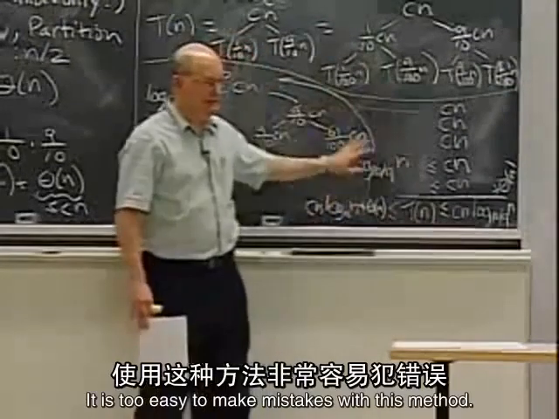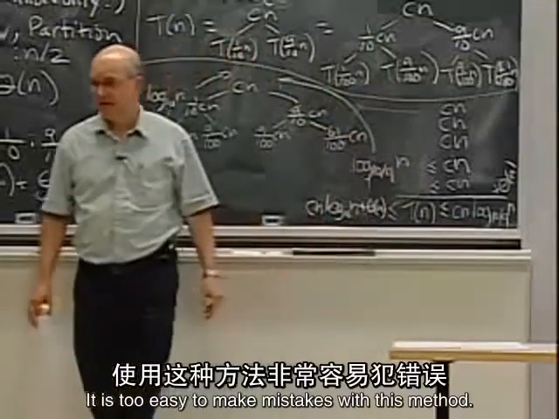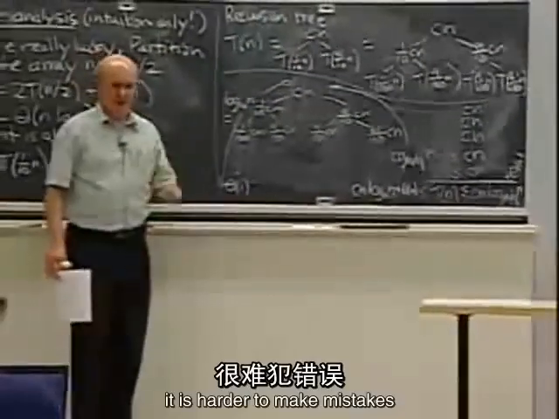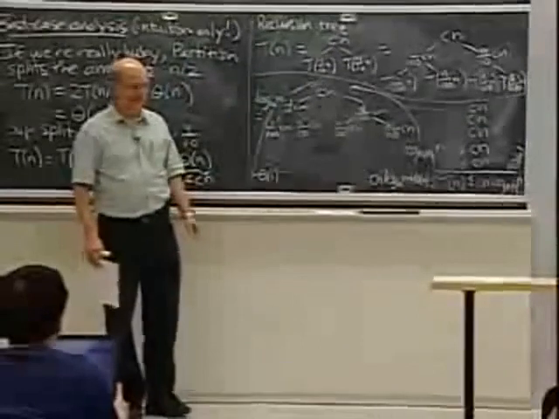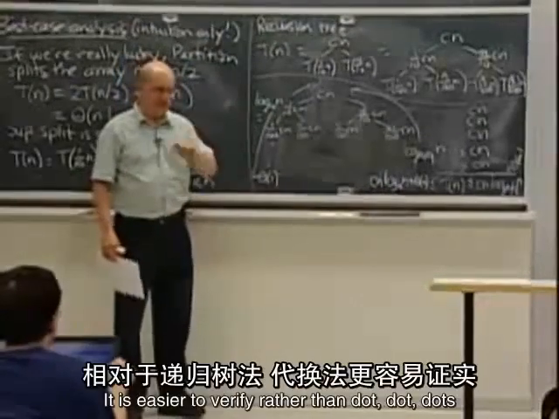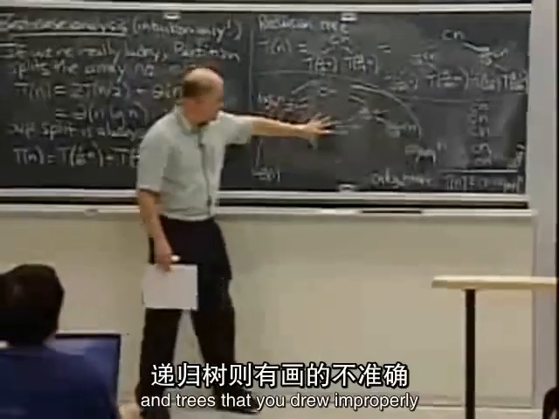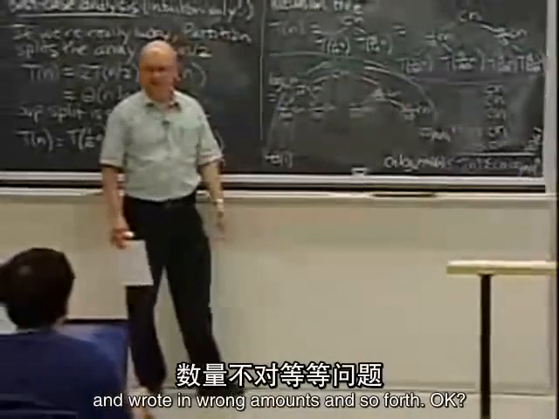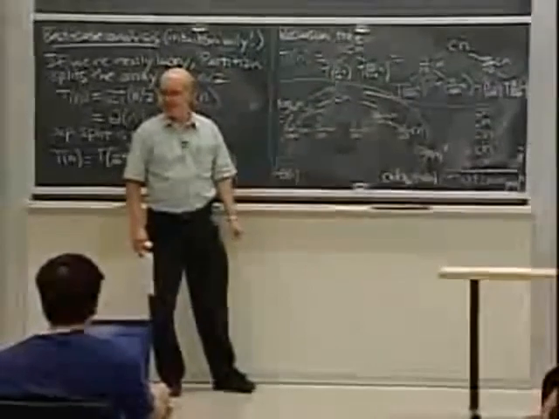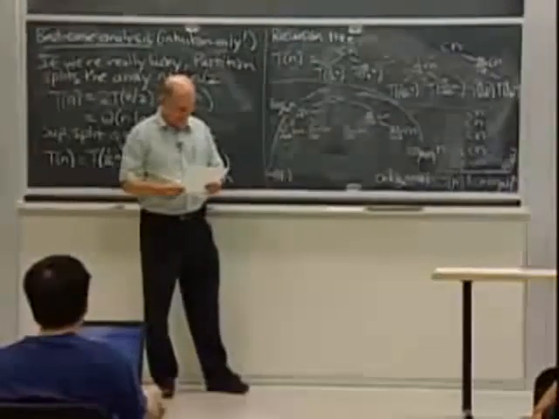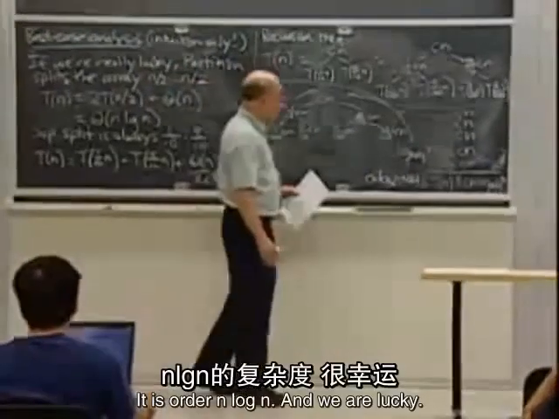Because it's too easy to make mistakes with this method. Okay, it's very easy to make mistakes. With substitution method, okay, it's harder to make mistakes. Okay, because there's just algebra there that you're cranking through. So it's easier to verify rather than dots and trees that you drew improperly and wrote in wrong amounts and so forth. Okay? So this is n log n, so that's pretty good. So it's order n log n, and we're lucky.